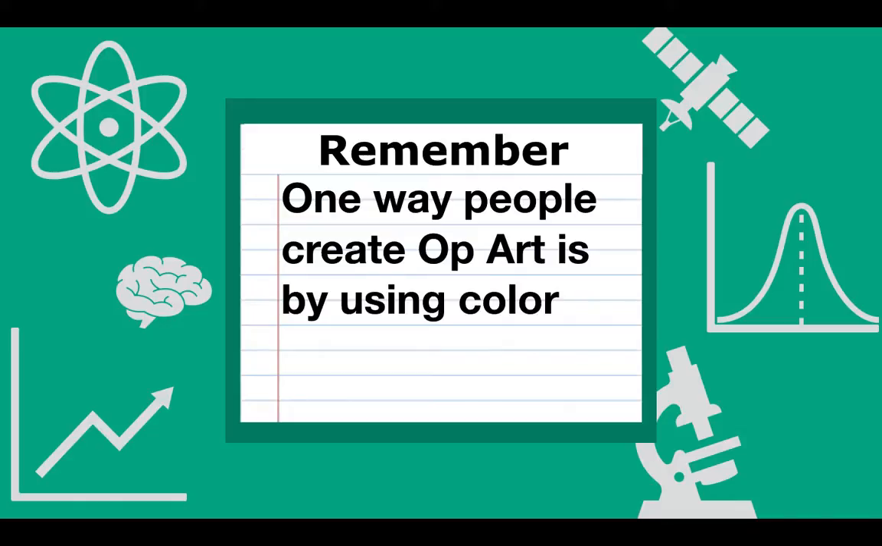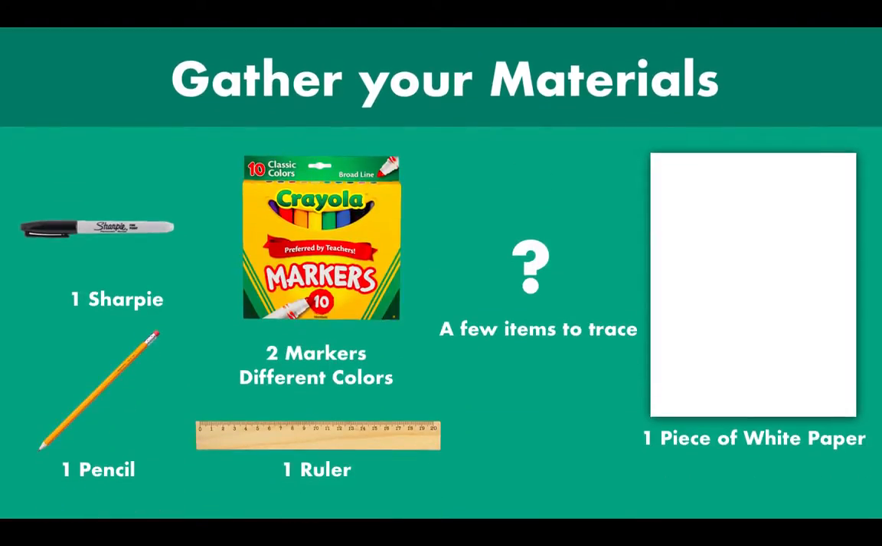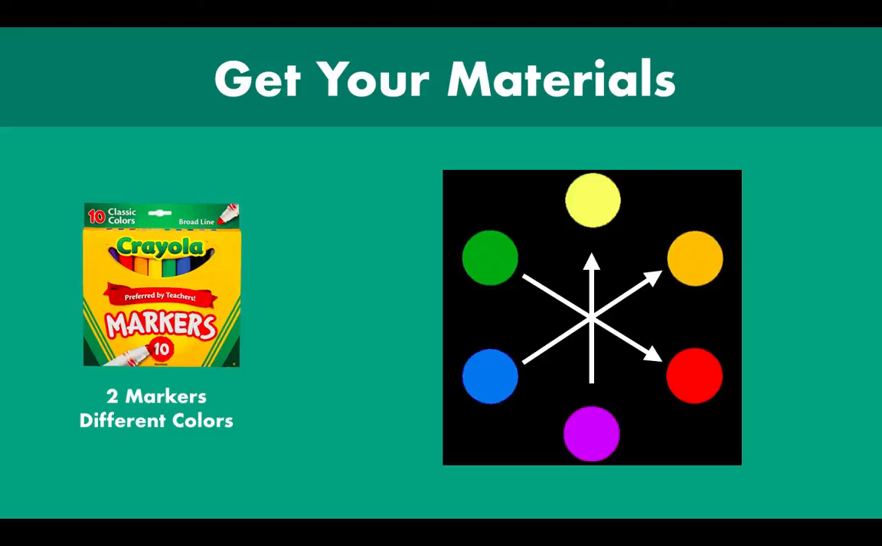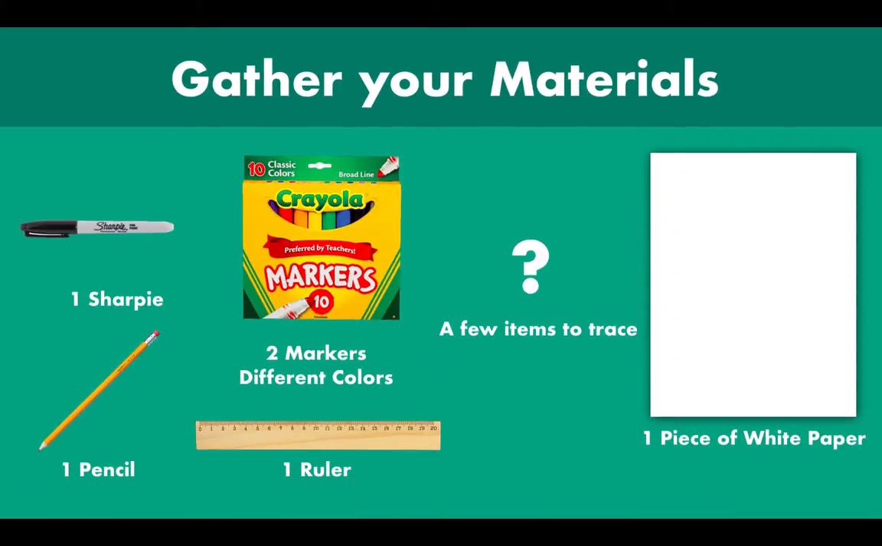Today you will have a chance to build some op art using color. I'll walk you through how to do this step by step. Start by gathering all of your materials. One note, when you pick out your marker colors, try to pick out colors that are on opposite sides of the color wheel. Reds and greens, blues and oranges, or purples and yellows. It doesn't have to be these, but try your best. When you've finished gathering all your materials, click Continue.